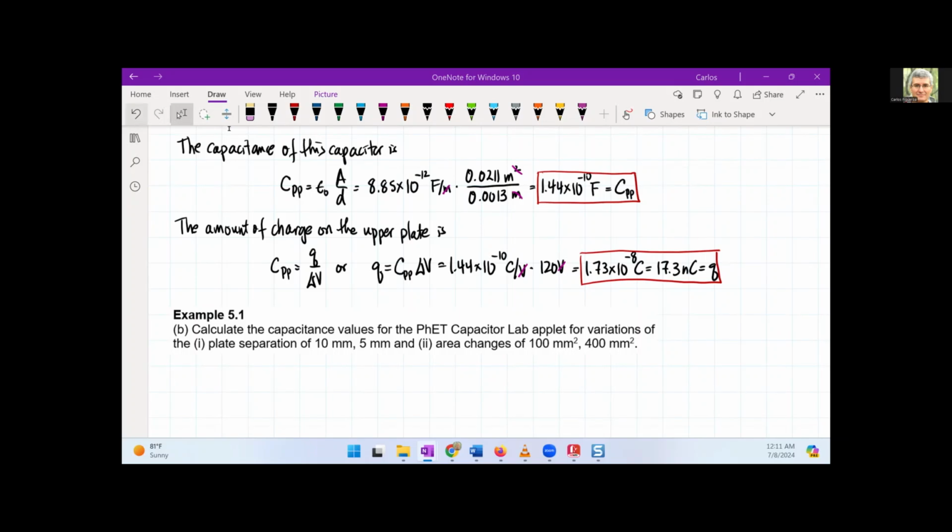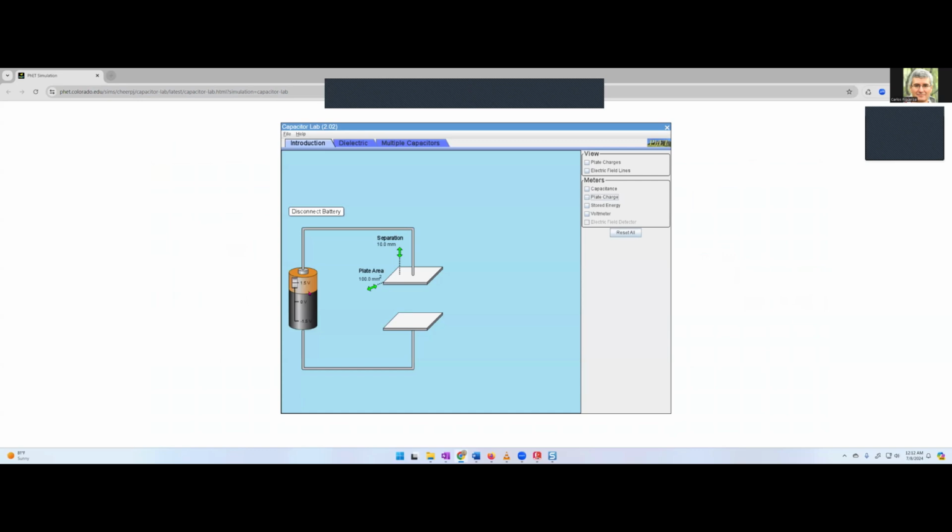So if I look at this, here's what we want to go in and look at. I'm going to do a different share. You'll see here that the voltage is set to 1.5 volts. I have a plate separation of 10 millimeters and a plate area of 100 millimeters squared. And I can then come in here and say how much charge is on the plate. So that's how much charge. What we want to do is calculate the capacitance for this.